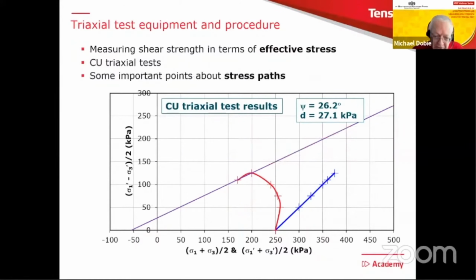I just want to mention a couple of important points about stress paths. There they are by themselves now on that diagram. I said for a geotechnical engineer, they want to see that information. It tells you quite a lot about how this soil's behaving.